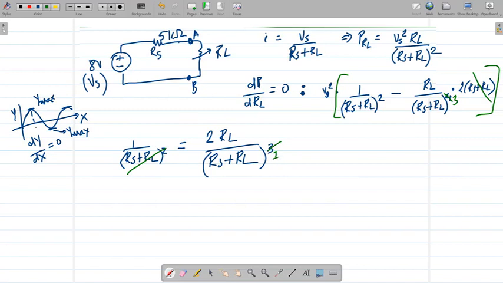And if you cross multiply, then what you can show is that 2RL is equal to Rs plus RL. That implies Rs is equal to RL. And this is something you already know, right? So when the load resistance is equal to the source resistance, you can have the maximum power delivered into the circuit. So this is maximum power transfer.